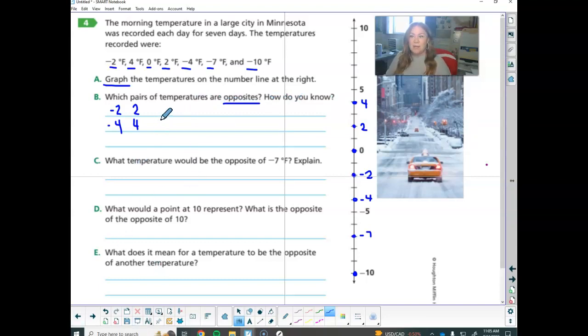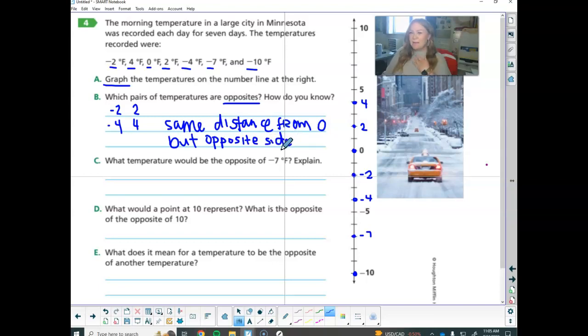So I know that those are opposites because they are the same distance from 0. So hopefully you said something about that right there. The same distance, but opposite sides. So make sure you have something similar. Doesn't have to be exactly like mine. That's my idea. But you should have some of those same words, right?